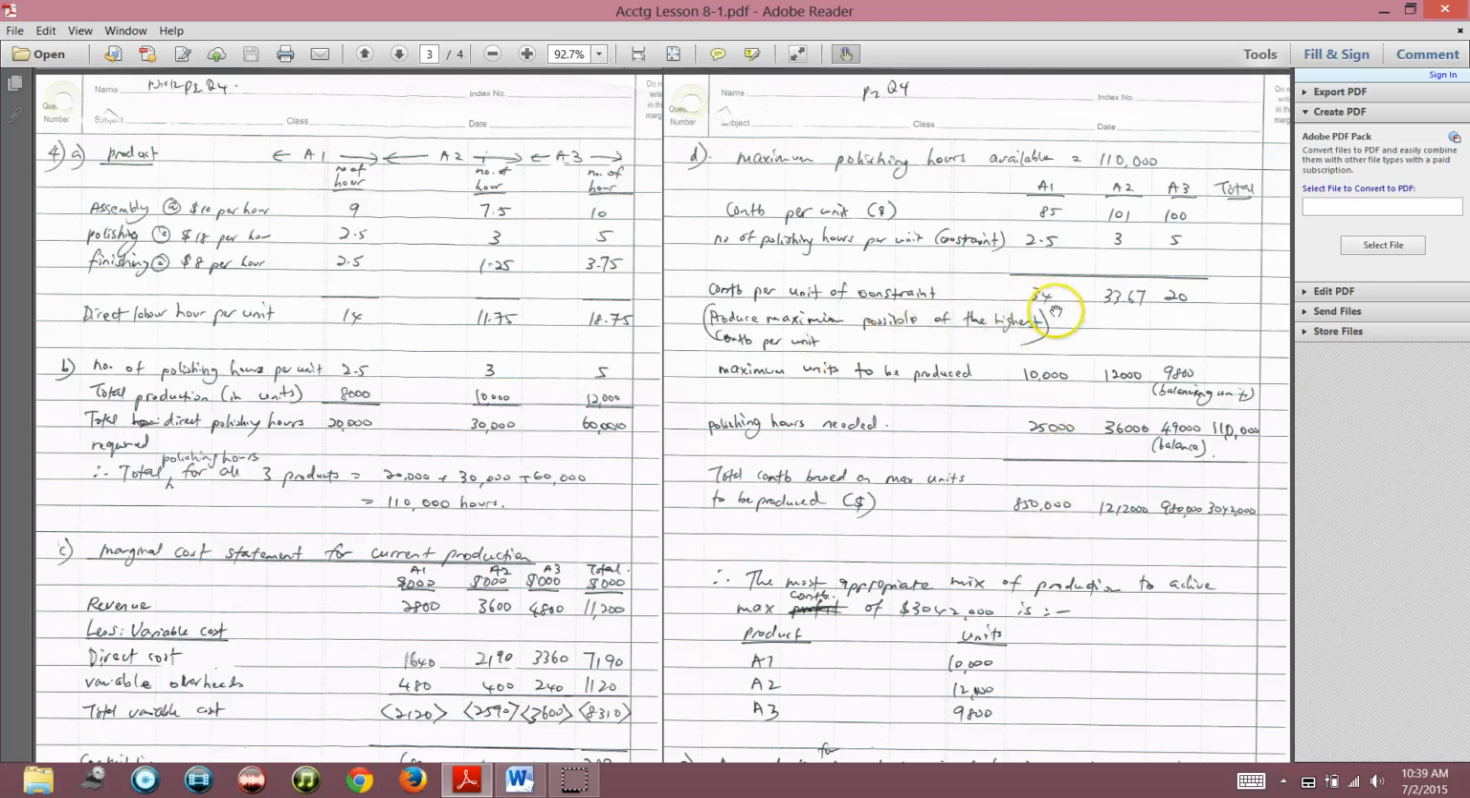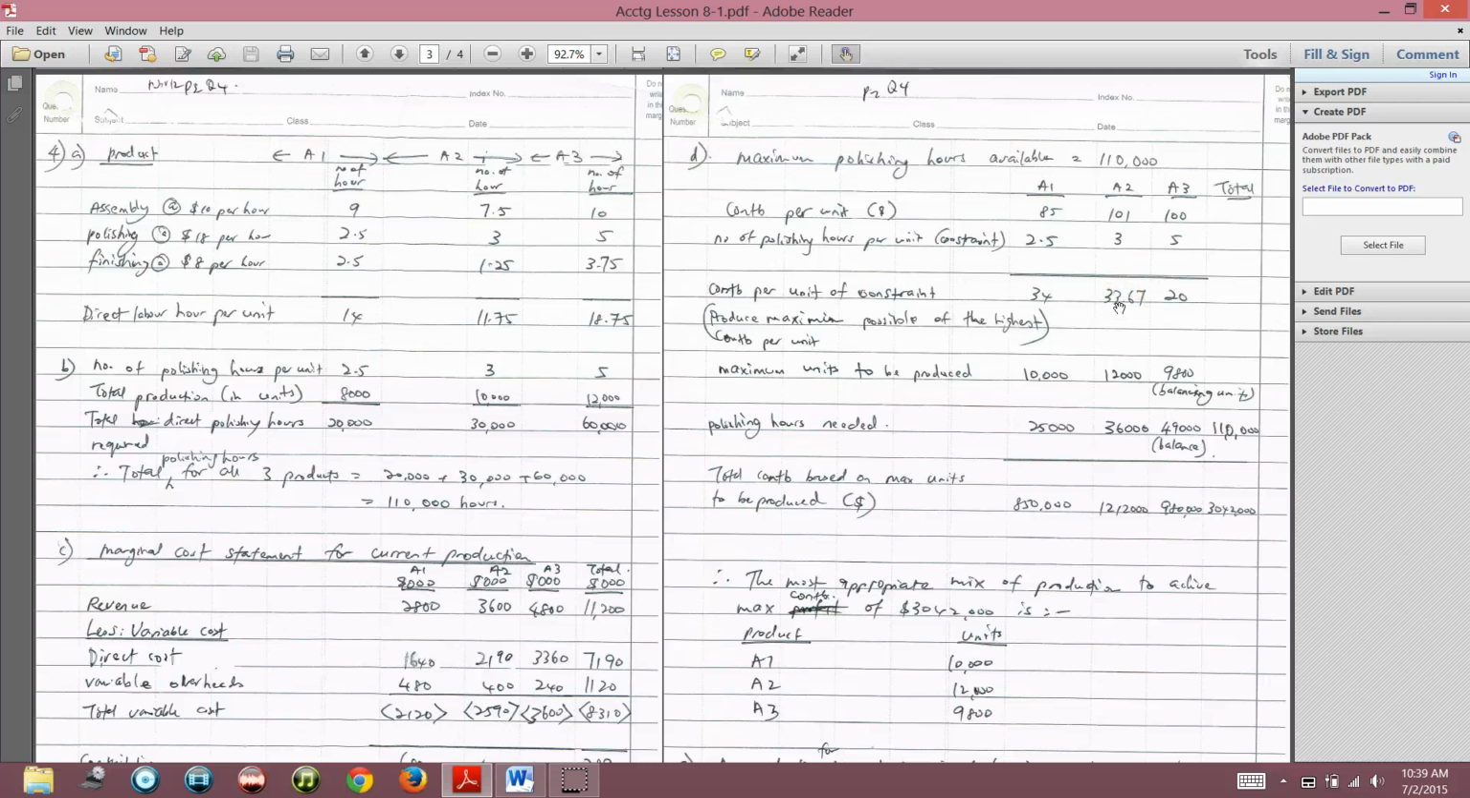This is contribution per unit of polishing hour, times the polishing hour needed. So 34 times 25,000 is 850,000. Yeah, this is contribution per polishing hour, and this is the polishing hour used. So the total contribution for A1 will be 34 times 25,000, which is 850,000.